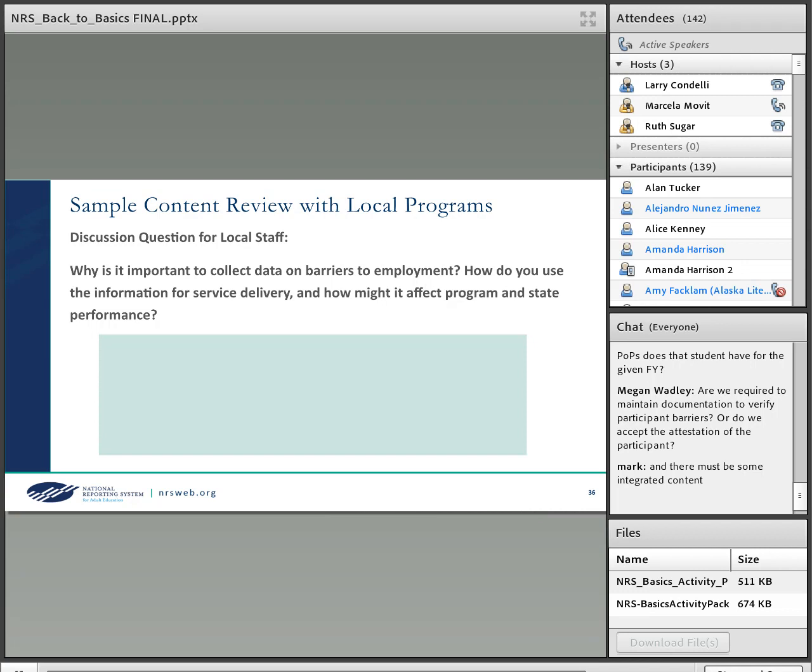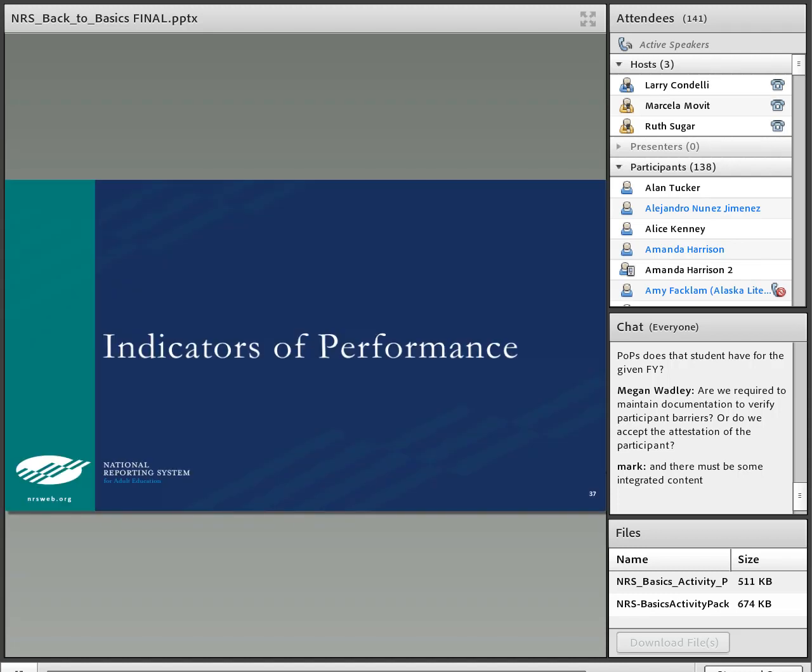And then similarly, a discussion question that you might want to talk to them about. And again, these are just ideas to help you start your local programs thinking about these, understanding it a little bit better. So again, this is all in that activity packet that you can download in the files section. And Larry, I'm going to turn it back over to you to talk to us about the indicators of performance.